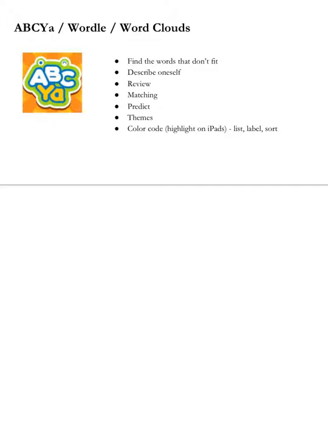You could put a Wordle out there and have them predict what the next chapter is going to be about or identify words they already know. You could do themes. You can also go back to the old strategy of list, label, and sort using color coding and using the color code highlighters on the iPads.